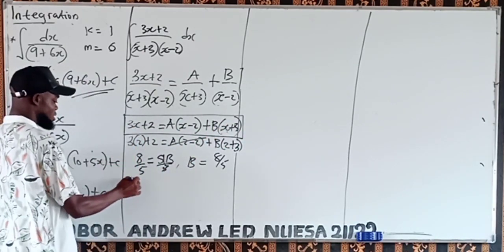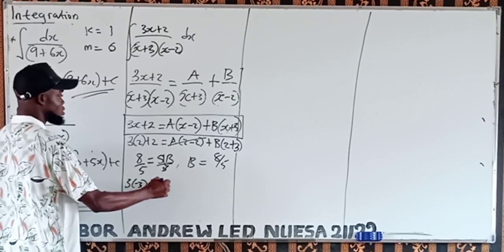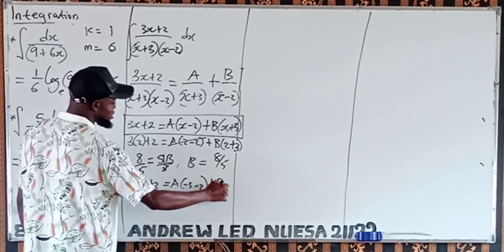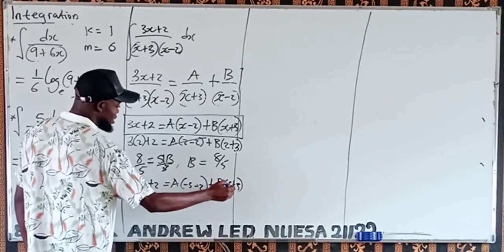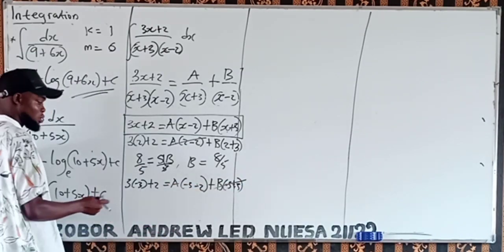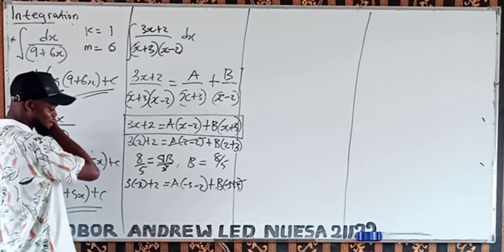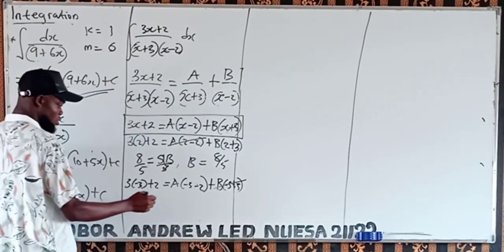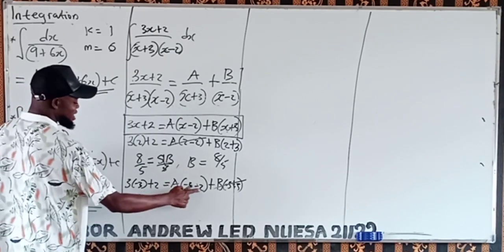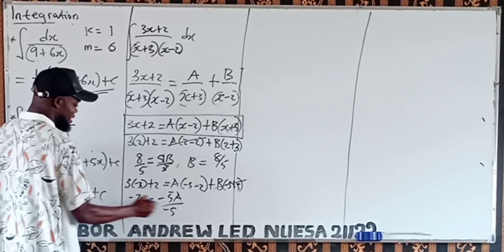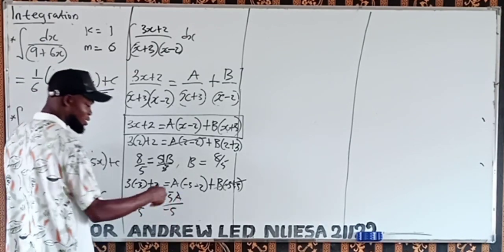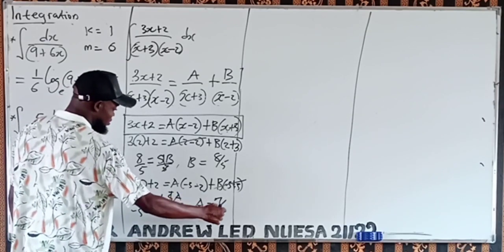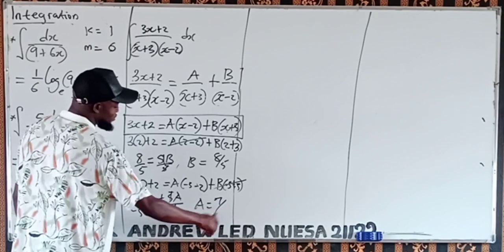So we have 3 times minus 3, then plus 2, equals A times (minus 3 minus 2) plus B times (minus 3 plus 3). Then minus 3 plus 3 will be 0, so everything there will be 0. Then this times this, that is minus 9, plus 2, that is minus 7, equals, this one is 5, minus 5A. This one gives us, I told you this is long, minus 7 over minus 5, and A will be equal to 7 over 5.